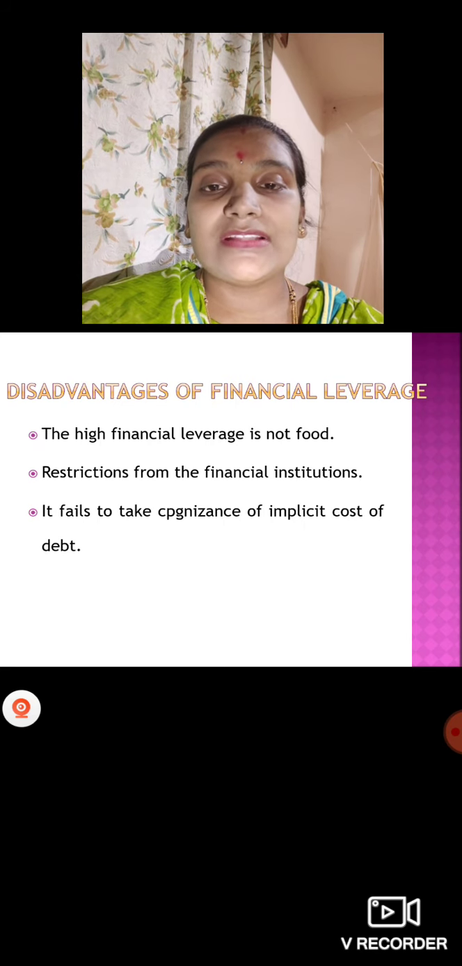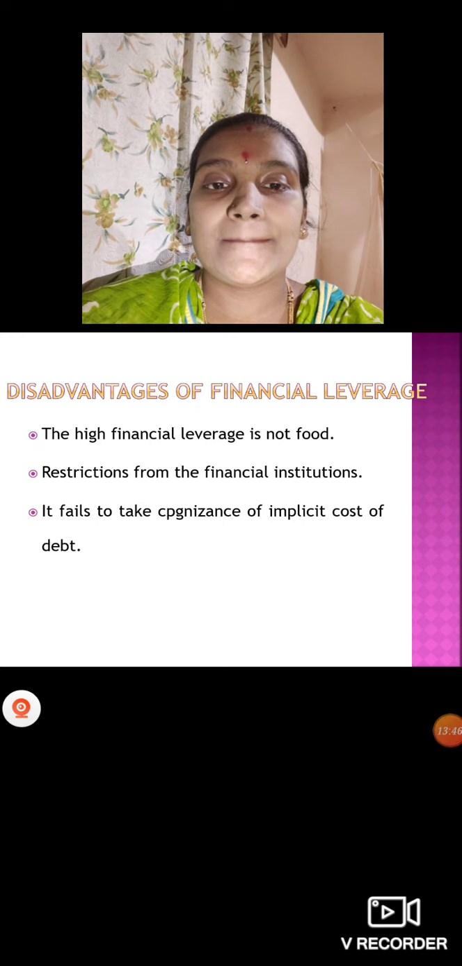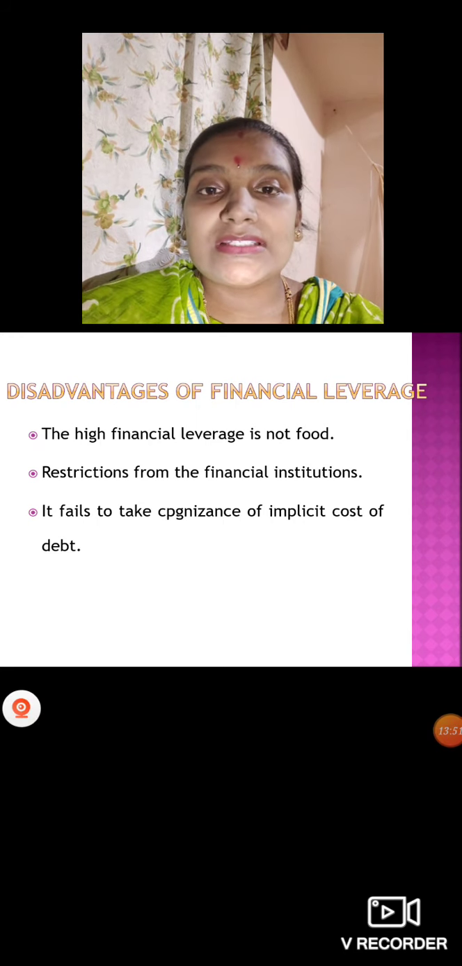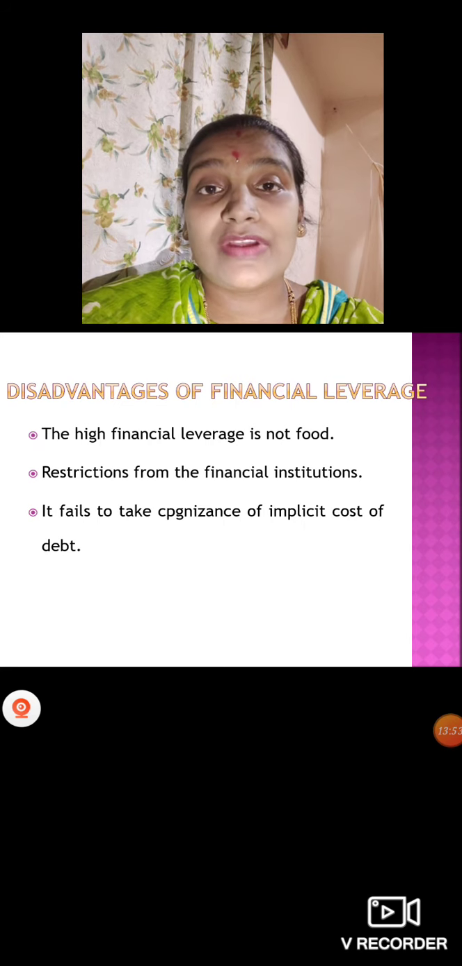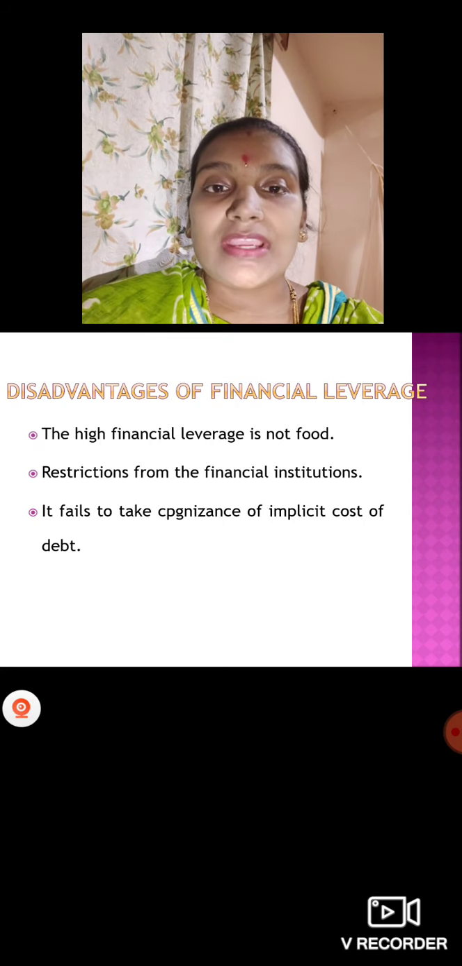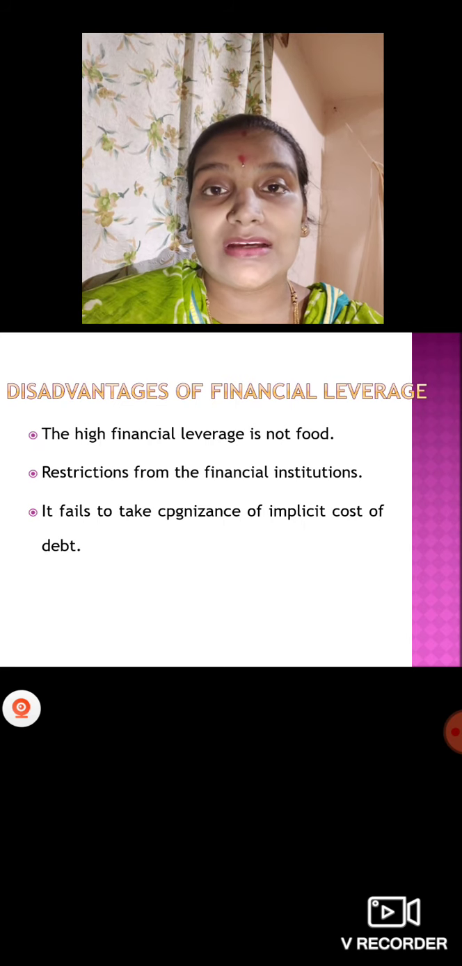What it is, it fails to cognizance. It means the implicit cost, how we are going to divide the cost, as we normally do in a cost sheet, which you are going to study in the next semester. Implicit cost means how we are going to divide the cost among the debt and how we are going to repay it. I just made a spelling mistake there, CA it is.